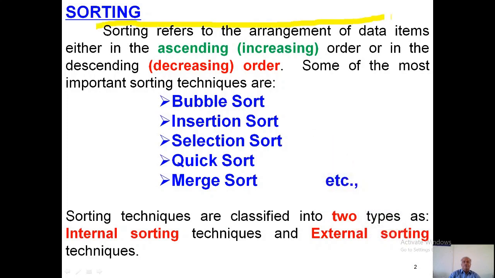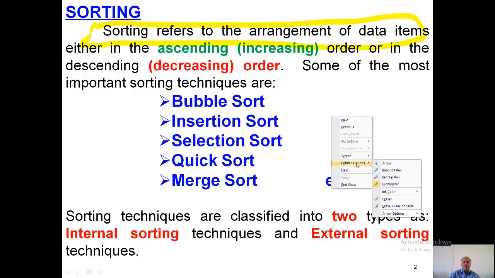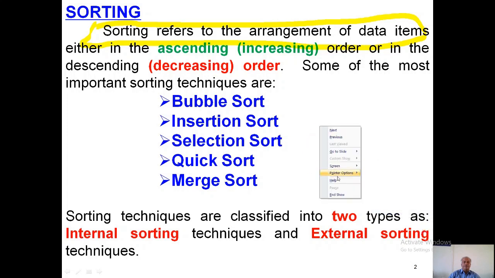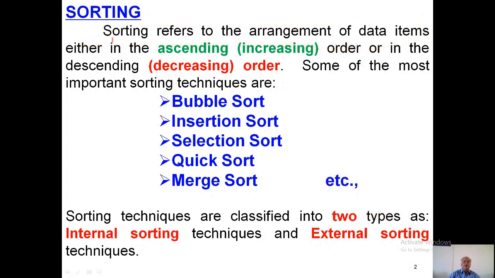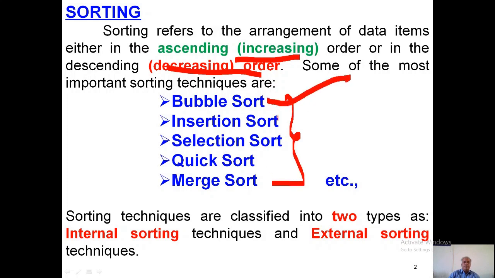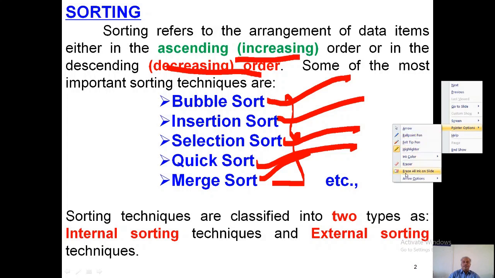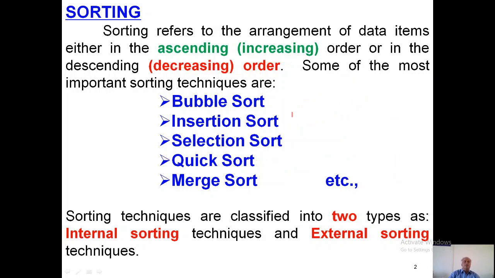Sorting refers to the arrangement of data elements either in ascending order or in descending order. So it may be in increasing order or in decreasing order. Some of the most important sorting techniques are bubble sort, insertion sort, selection sort, heap sort, and merge sort.